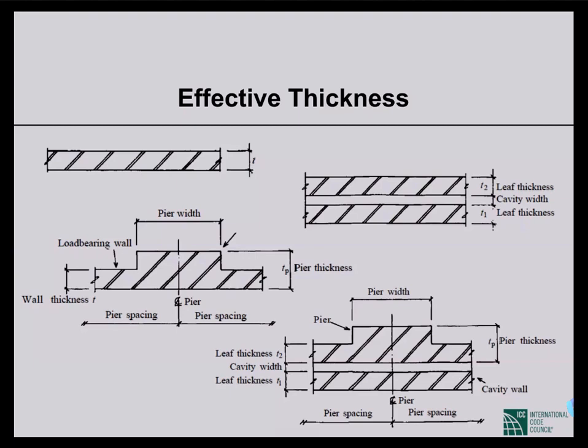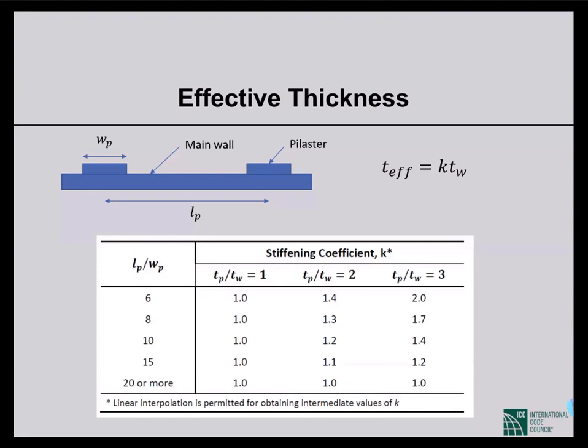If we have pier or pilaster with a cavity wall, then pier thickness is the thickness of the thickened part of one limb, the limb which is thickened. So it is shown in the picture at bottom right. But what are the effective thickness for these cases where we have pier or pilaster is shown here. So effective thickness is the thickness of the wall multiplied by a factor K.